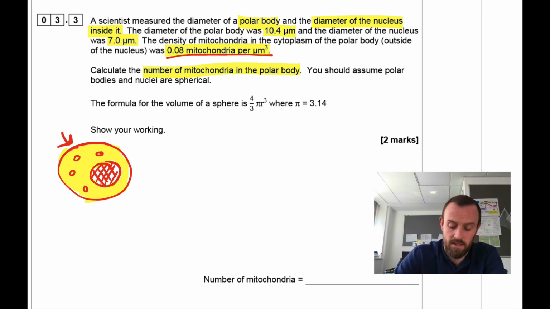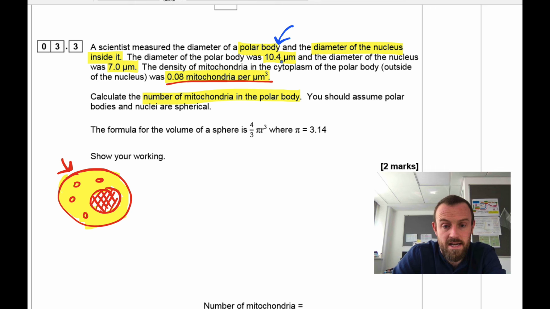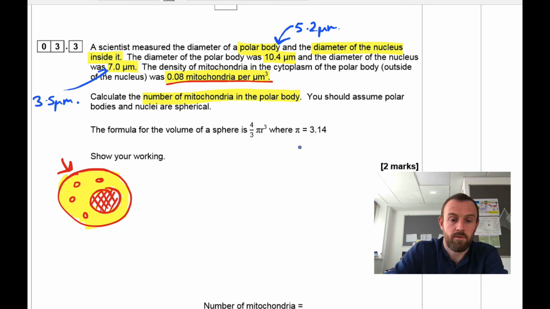Now the first thing that you need to spot, you might miss it, is that these are diameters. So we're going to want to put these into radiuses. So this is going to be 5.2 is the radius, and this is going to be 3.5. Okay, so it gives you the formula of the sphere. It doesn't always do that. You should know that, 4/3 pi r cubed.